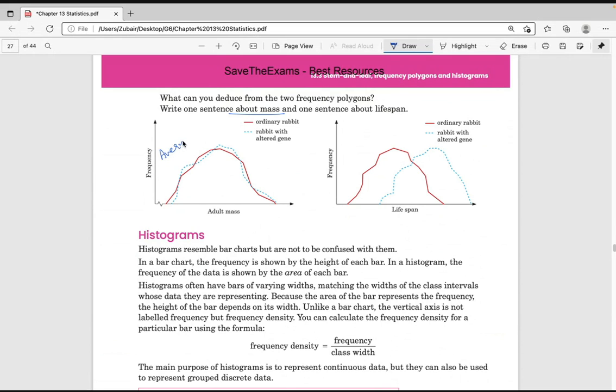Sir, can't we write that the rabbit with altered gene has a little bit higher mass? Yes, that is the second answer. One sentence about lifespan: the rabbit with altered gene has a longer lifespan.